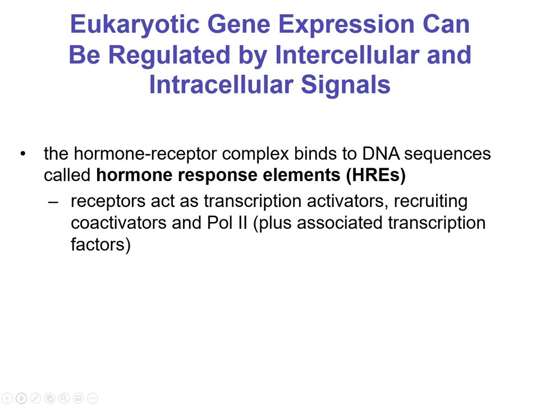So eukaryotic gene expression can also be regulated by intracellular and extracellular signals. We have to talk about hormones and hormone signaling. It's a big thing in higher eukaryotes, of course. Hormone receptor complexes will bind to DNA sequences that are called hormone response elements, or HREs. And these receptors act as transcription activators and recruit the co-activators and POL2 and all the transcription machinery, just like these other activators that we've been talking about.